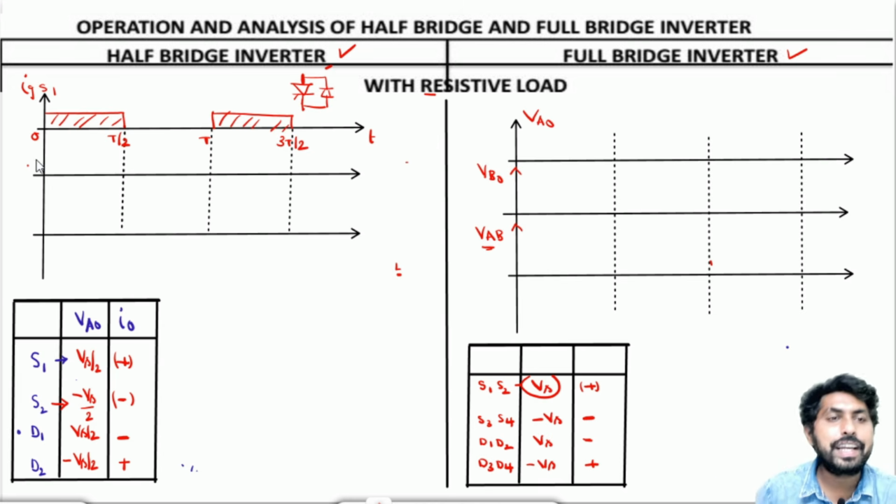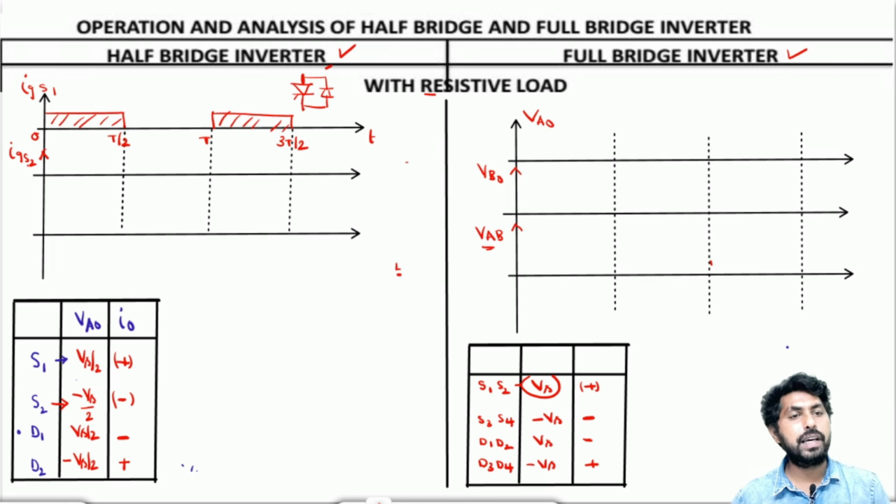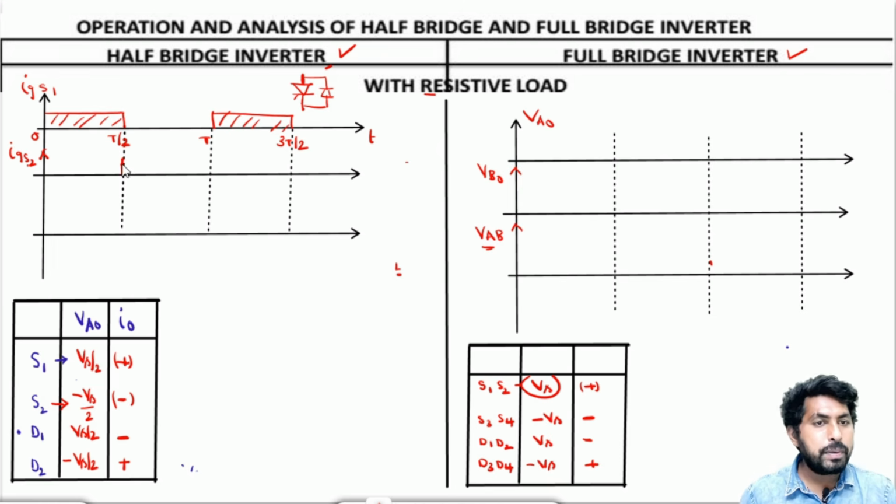Now let me draw the gate pulse for S2. The gate pulse for S2 will be like this, and it is complementary: when S1 is in on condition, S2 should be in off condition, and when S1 is off in this period, S2 should be in on condition. So the gate pulses will be like this.